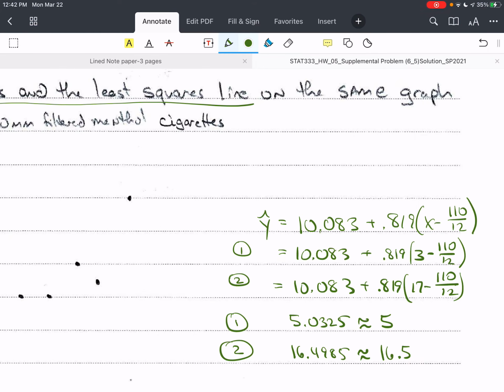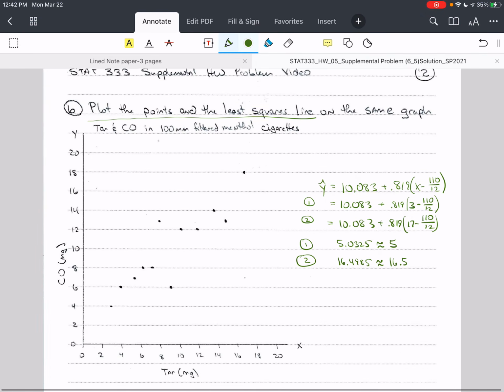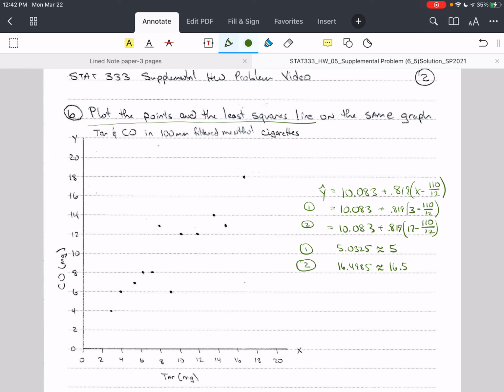So I'm going to do my best to plot these. Okay. So I have a ruler here I'm using on my iPad. So 3, that's my lowest value here. And when I plugged it in, I got 5. So the actual value I had was 4. So 5 will be about there.